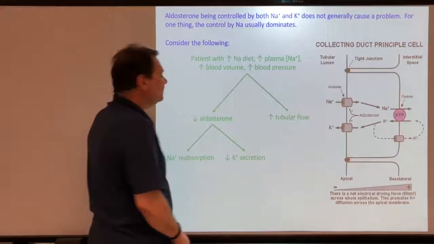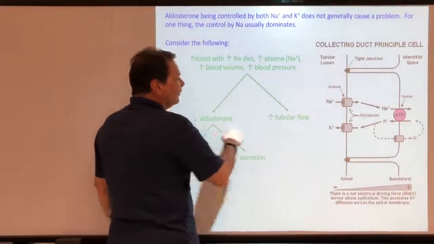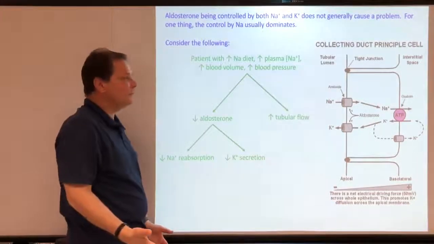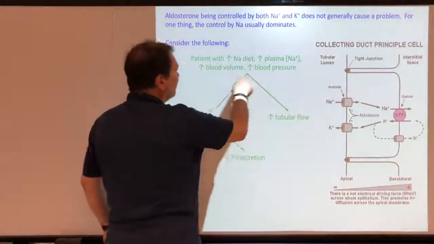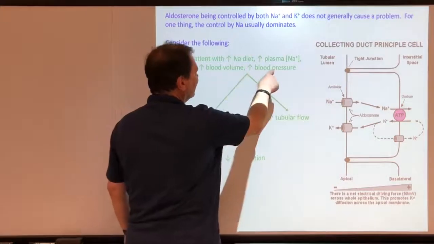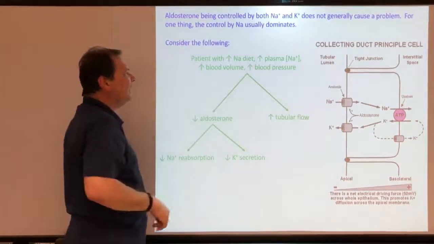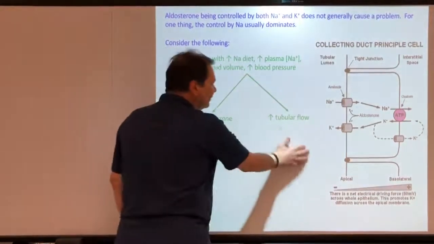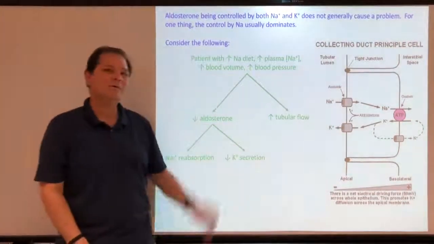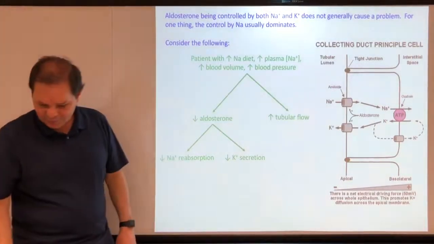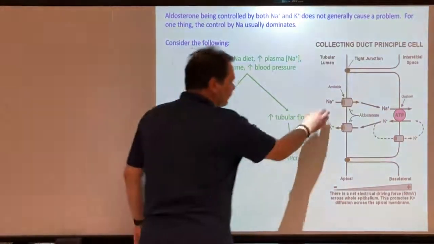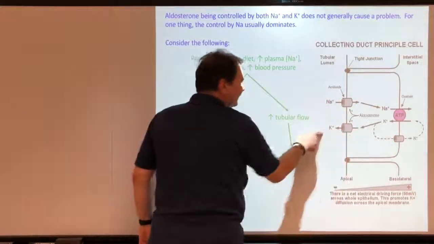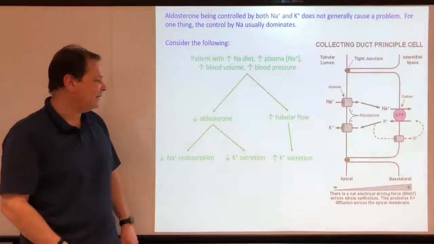Well, let's think about it. If you drop aldosterone and you increase the sodium here, you are going to increase tubular flow. And even more important than that, you've got an increased tubular flow because you have high blood pressure and high blood volume. You've got more filtration going on. So you've got an increase in tubular flow here due to the high blood pressure, okay? Increased tubular flow washes away potassium, increases the potassium gradient. That increases potassium secretion across that apical membrane.